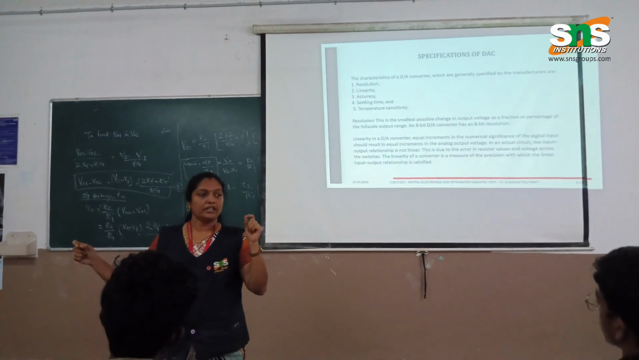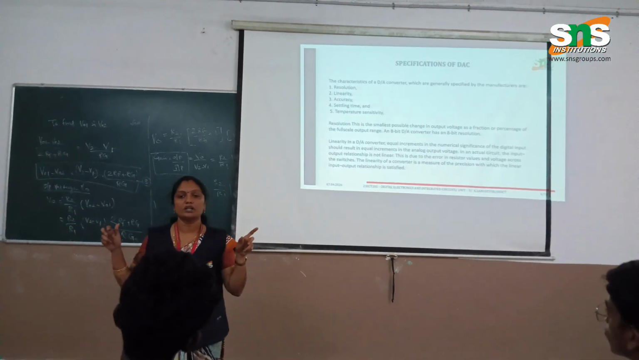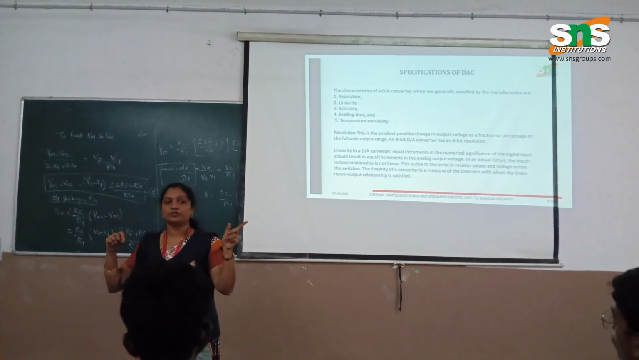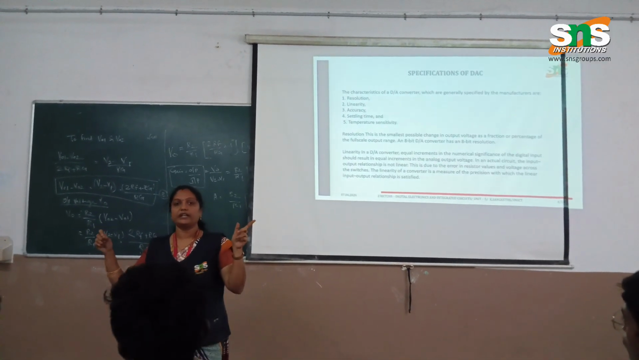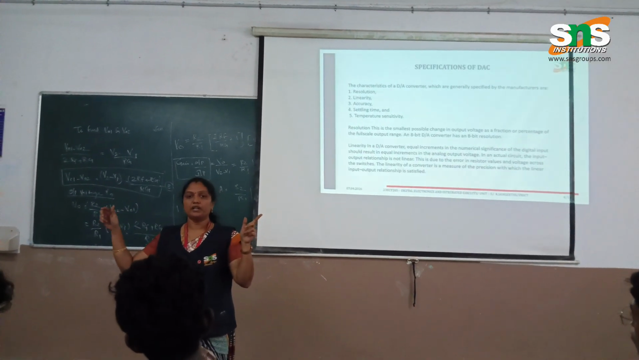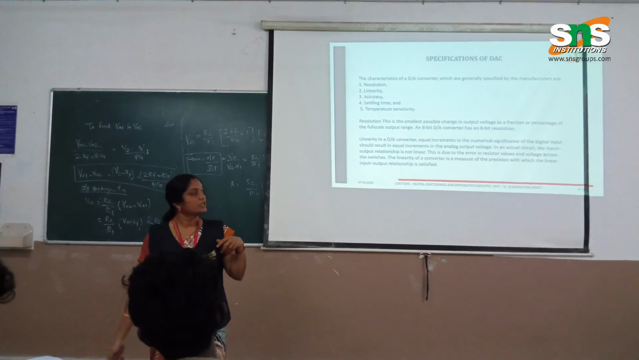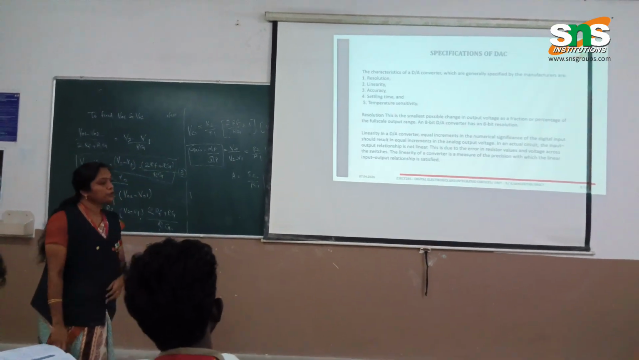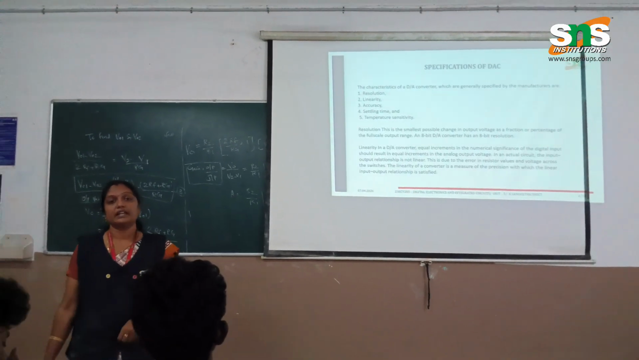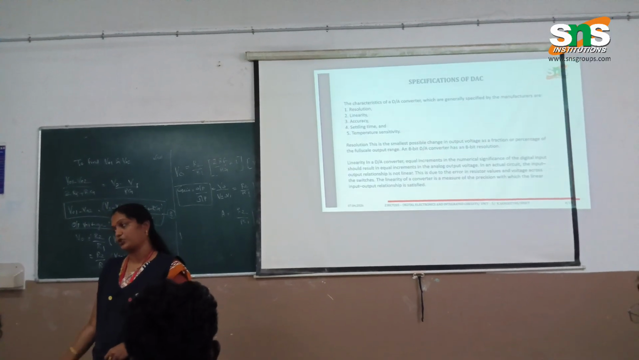Suppose, for example, if we increase from 0011 to 0100 in binary, that is the input, it should reflect in the output. For example, if the output value is 1.1, it should change from 1.1 to 1.2. So the next one is accuracy. Accuracy means the difference between the expected output and the actual output.